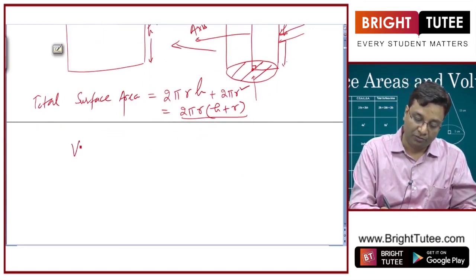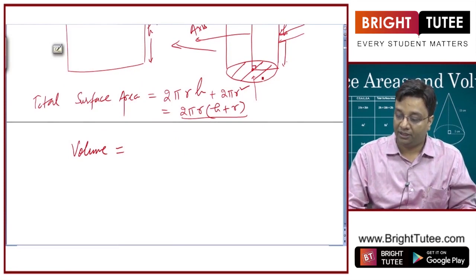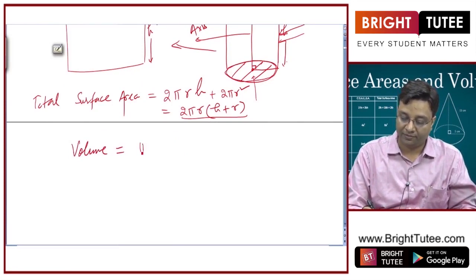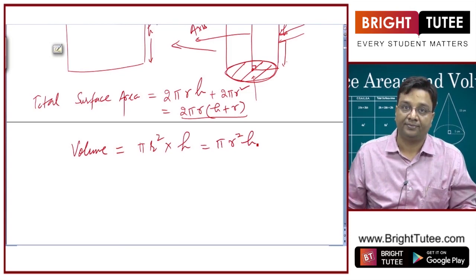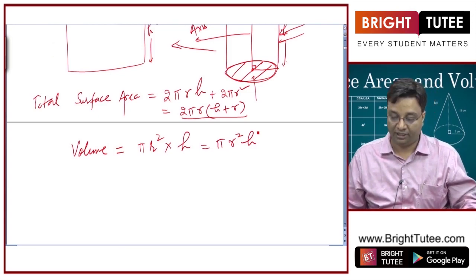So what was the volume of cylinder? Volume of cylinder is nothing but surface area of the bottom, which is pi r square, into height h. So it is equal to pi r square h. So this is the volume of cylinder.